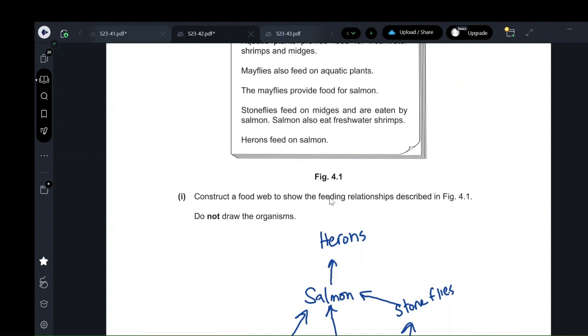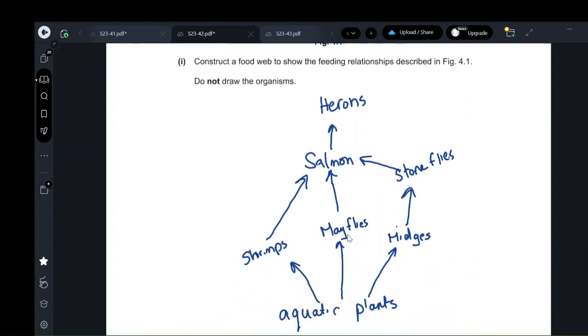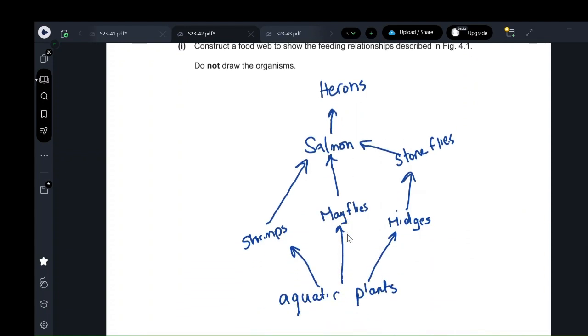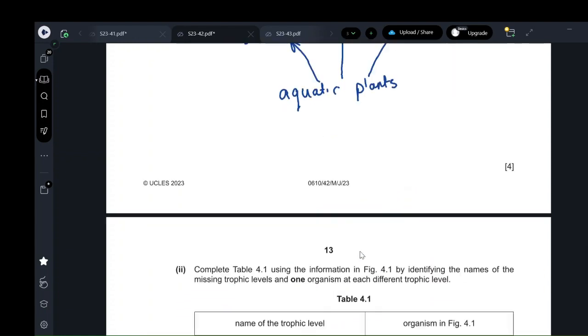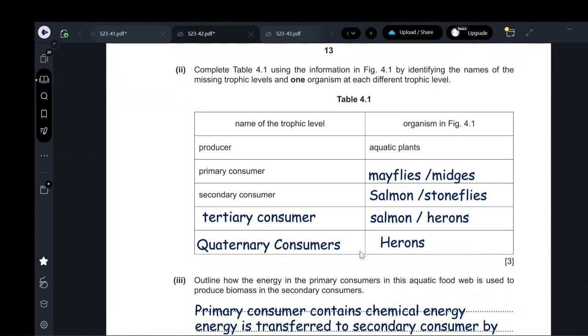Herons feed on salmon also, so I drew an arrow from the salmon to the herons. And this is my food web. Do not draw the organisms, I just want the names. Complete the table using the information, identifying the names of the missing trophic levels and the organism.